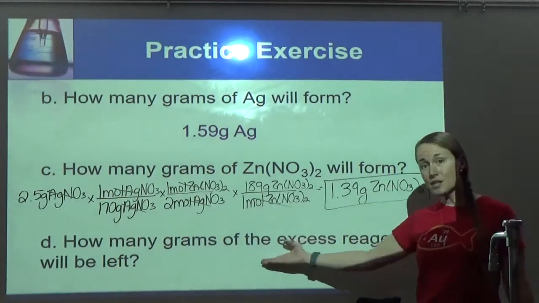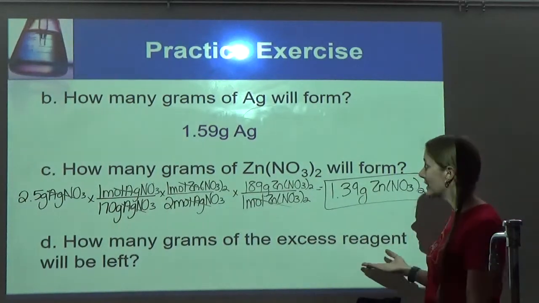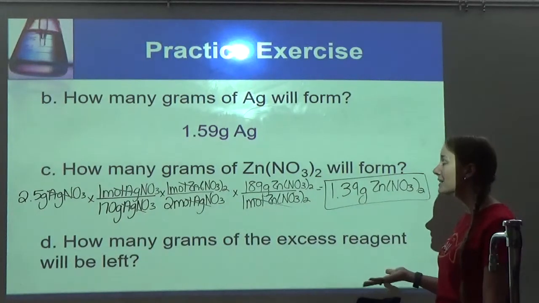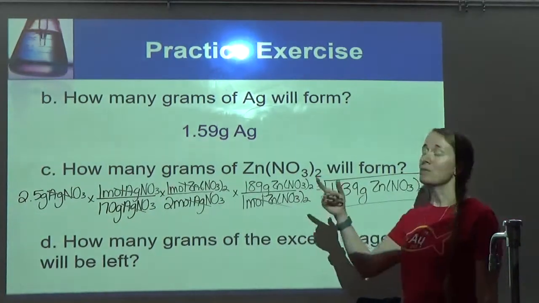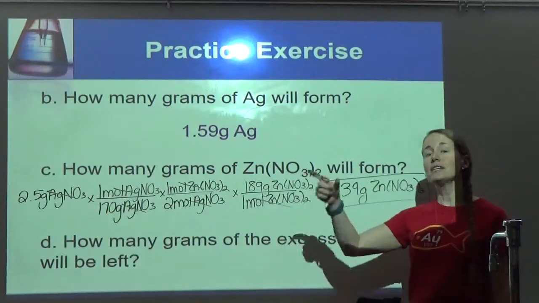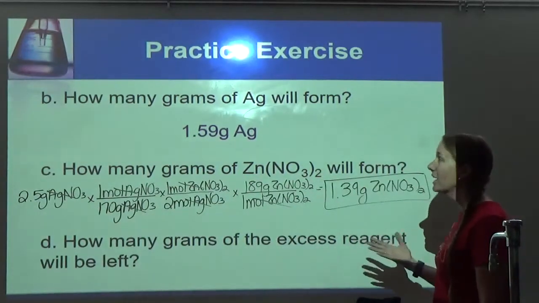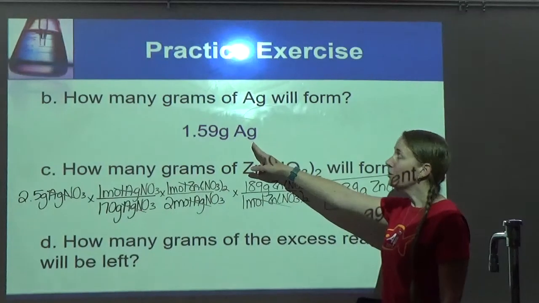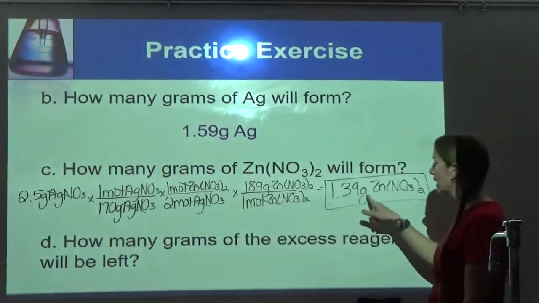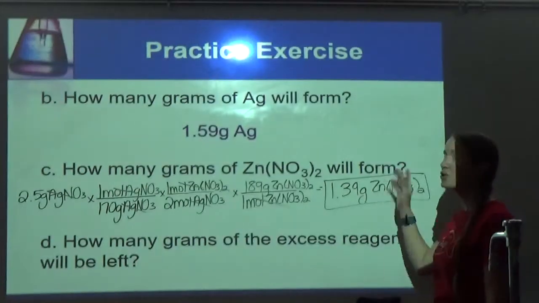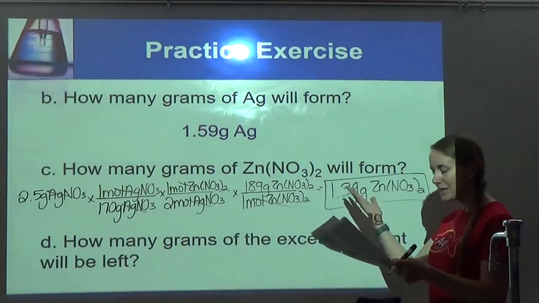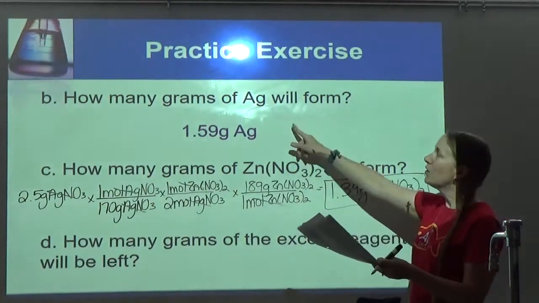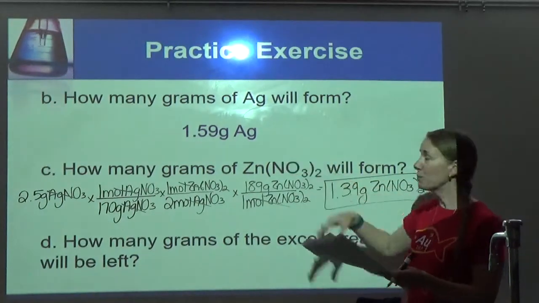So then, this is the new one we just did a few minutes ago. It says how many grams of the excess reagent will be left. Well, I can start with many things. I could start with my grams of silver nitrate and go to my zinc. I could start with 1.59 grams of silver and go to my zinc, or I could start with 1.39 zinc nitrate and go to my zinc. I could do any of those. So let's see which one I picked. I picked to start with how much silver I would produce.